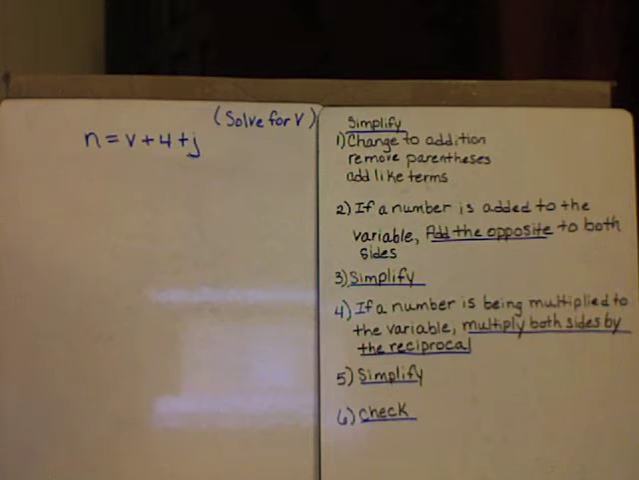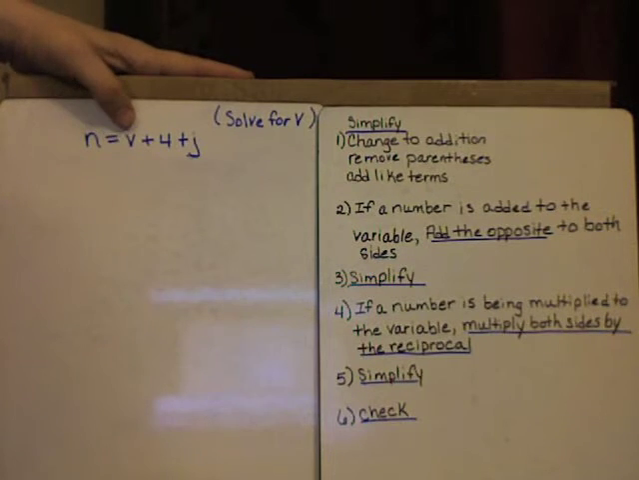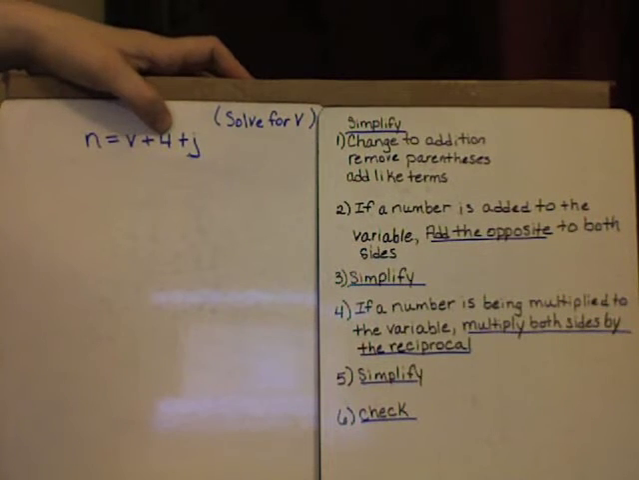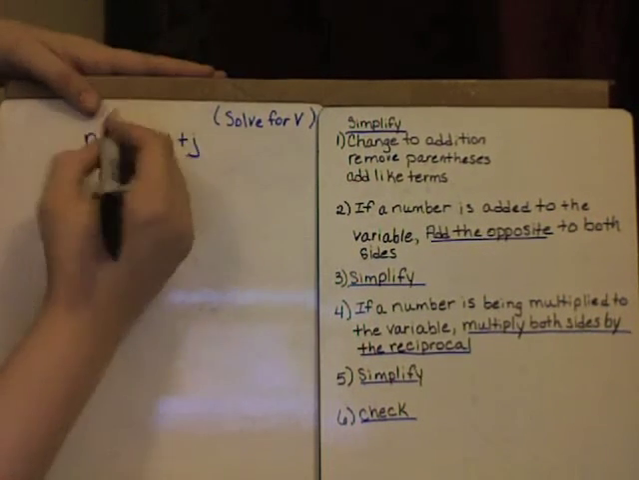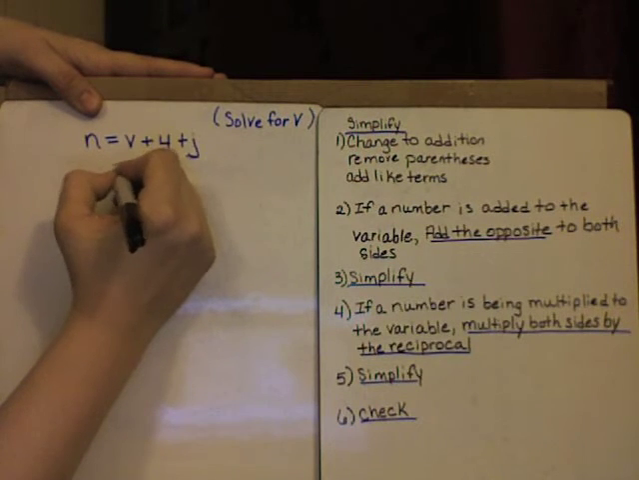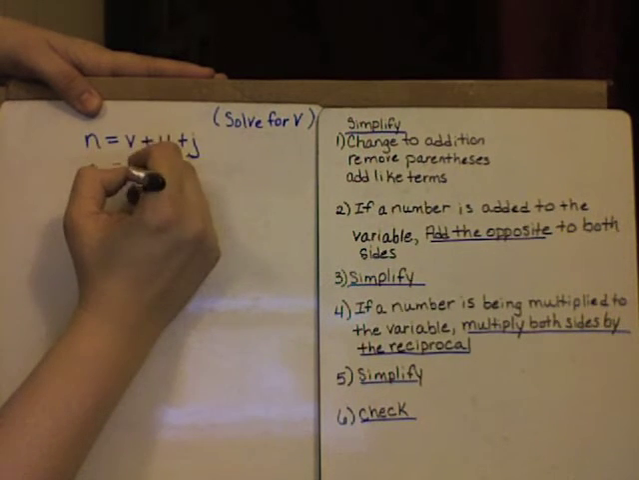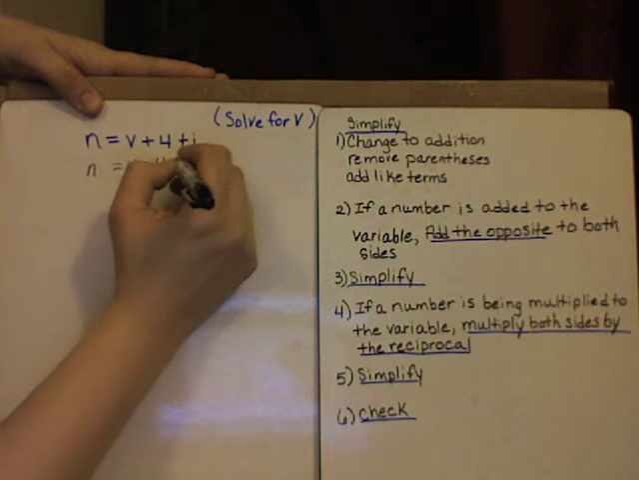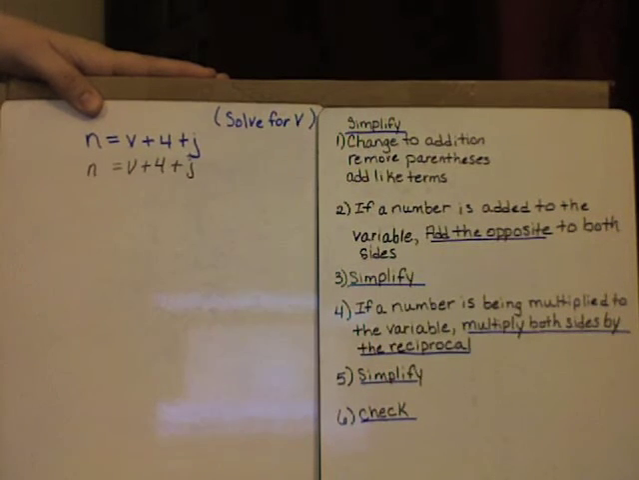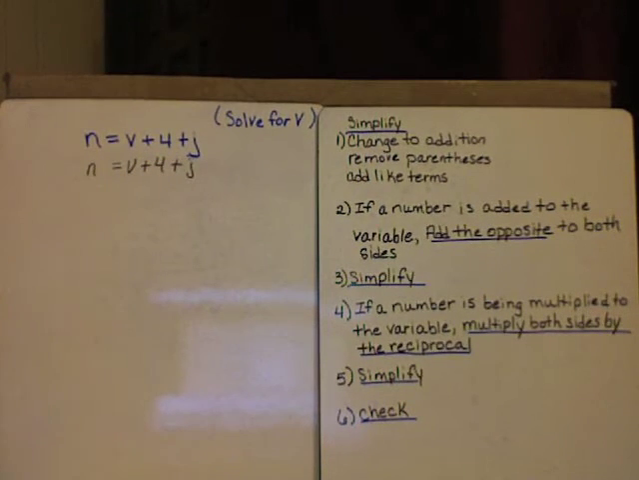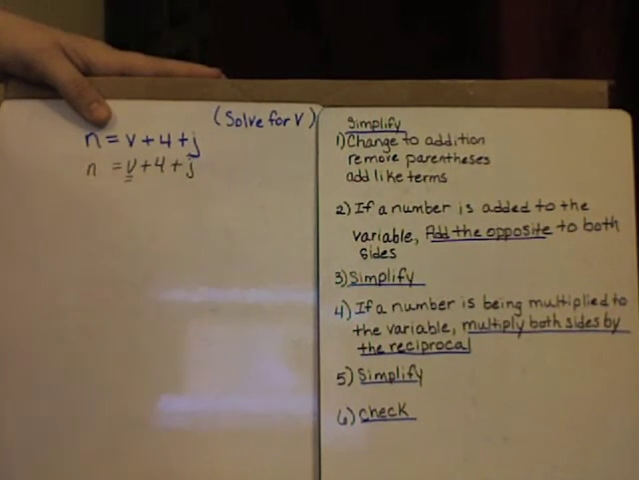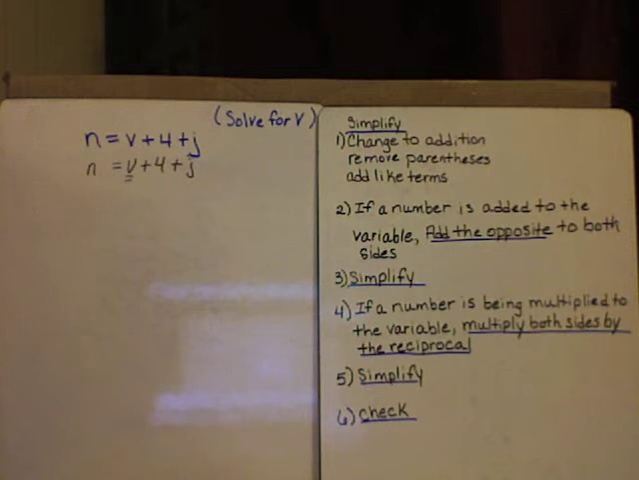Step 2 says if a number is added to the variable, add the opposite to both sides. So the variable is v that we're trying to solve for, and there is something being added to it. There's 4 and j. So we rewrite the problem, lining up the equal sign. And now we have to get rid of the 4 because we only want v in this problem on the right side of the equal sign.